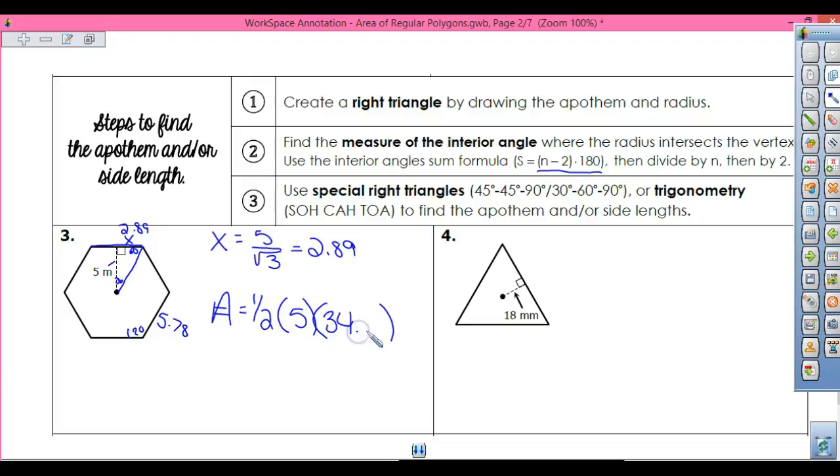34.68, because you have to take the one side that you have and multiply by 6. You need the whole perimeter. So now you can plug in that formula. My area is 86.7 meters squared.